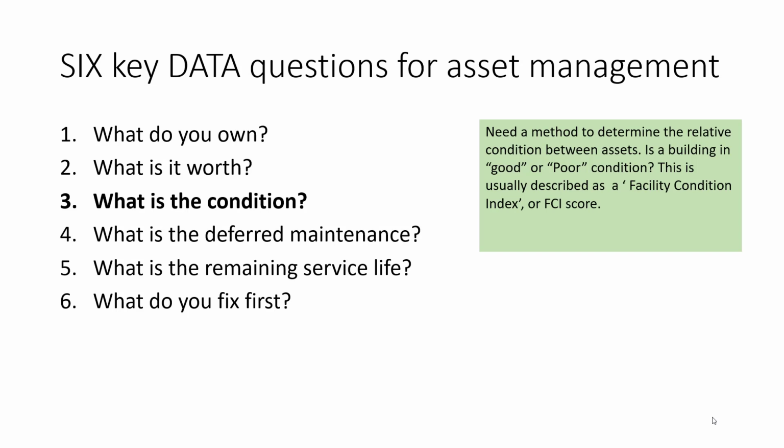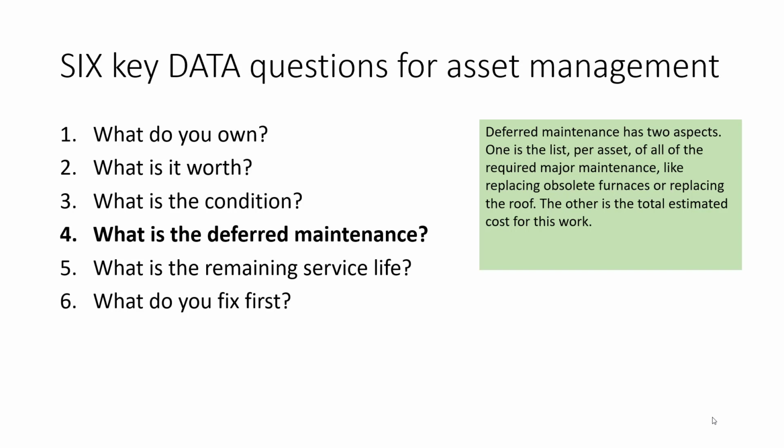So we need to have a method to be able to discern the difference between a building that is in good condition and a building that is in poor condition. There are several ways to accomplish this, and we usually use something that is called the Facility Condition Index, also known as an FCI score, and we'll get more into that a little bit later.